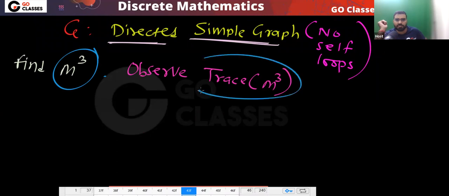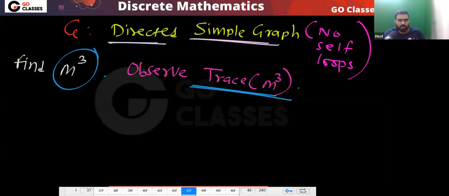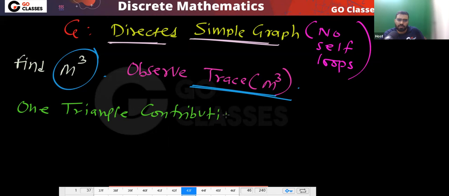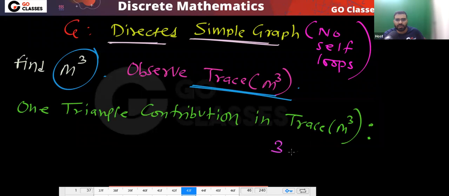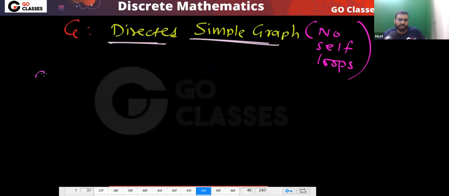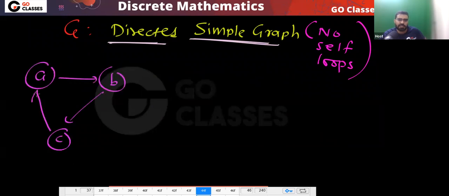Again, you observe this. So tell me, because of one triangle, how much contribution does it make in the trace of M power 3? In this trace, one triangle will give you how much contribution? The contribution will be 3, right? One triangle contributes 3 because if you take one triangle, A, B, C, let's consider this triangle.